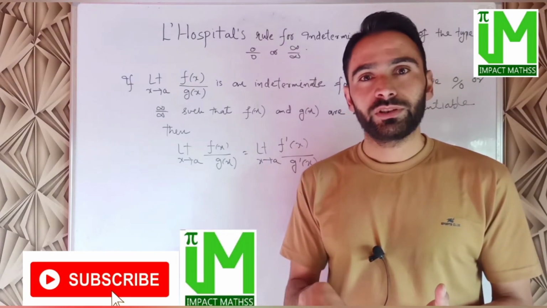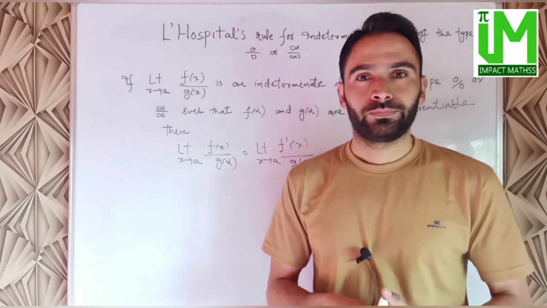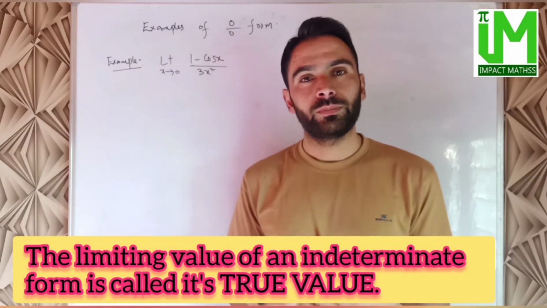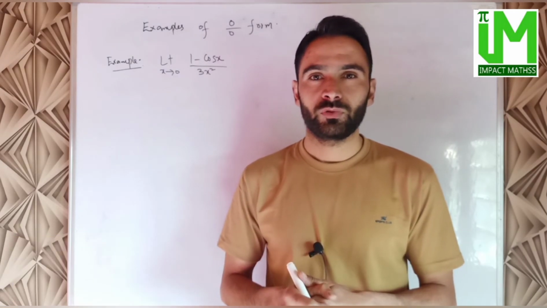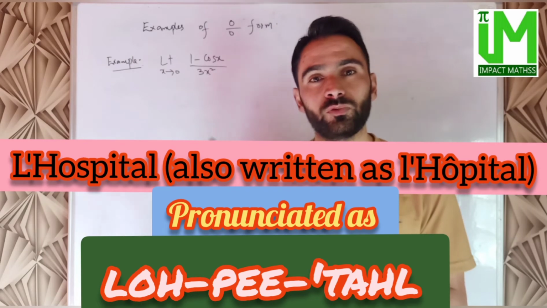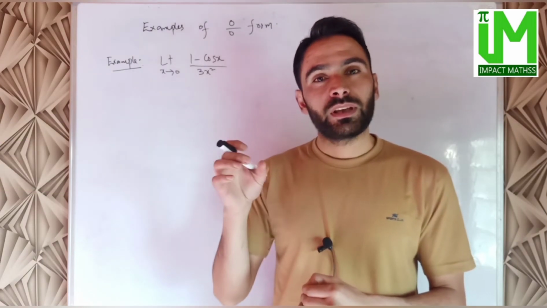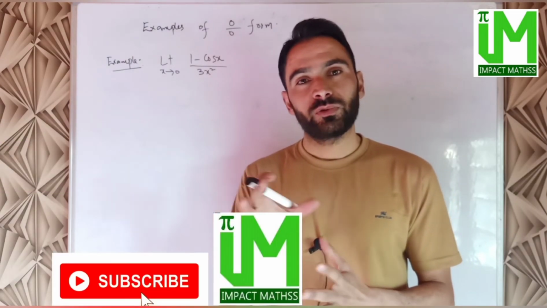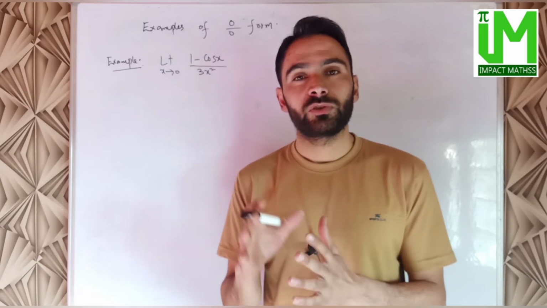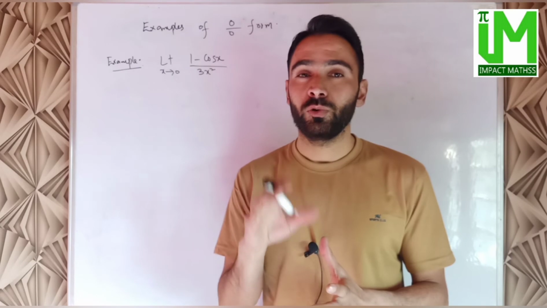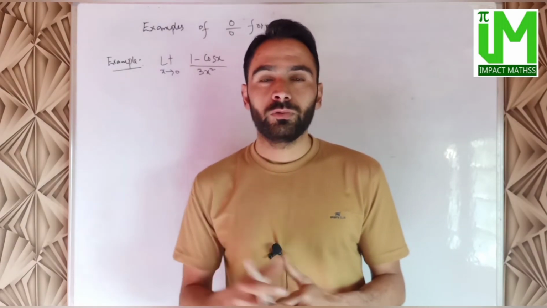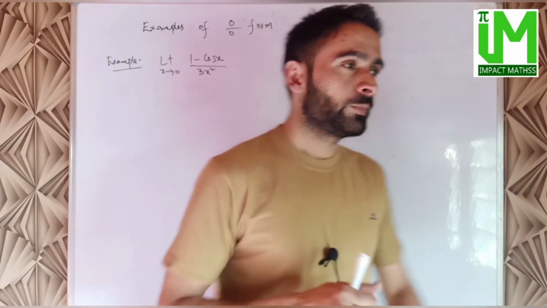Now कुछ examples देखते हैं 0 by 0 form पे which will be solvable by L'Hopital's rule. But before going on to proceed with the L'Hopital's rule, we have to make sure कि limit x tends to a f(x) over g(x) is an indeterminate form of the type 0 divided by 0 or infinity by infinity हो, तब ही L'Hopital's rule applicable है. Otherwise we cannot go through with the L'Hopital's rule.